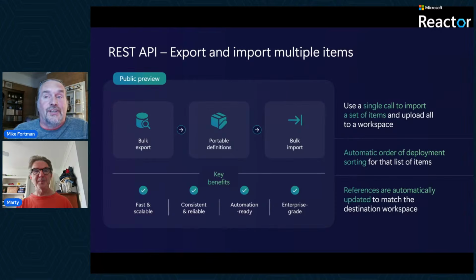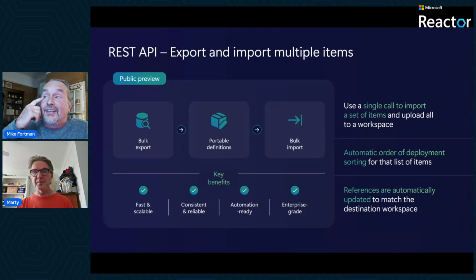This is also a new feature in public preview. You can use the REST API to import and export, as it says, multiple items. And one of the really great things about this process is that Fabric does a lot of the work for you, figures out the dependencies of the different items, and deploys them in the right order. And you don't have to tell it what the right order is. It figures this stuff out. So a great feature, just another option. We have got many. We're rich with options here.